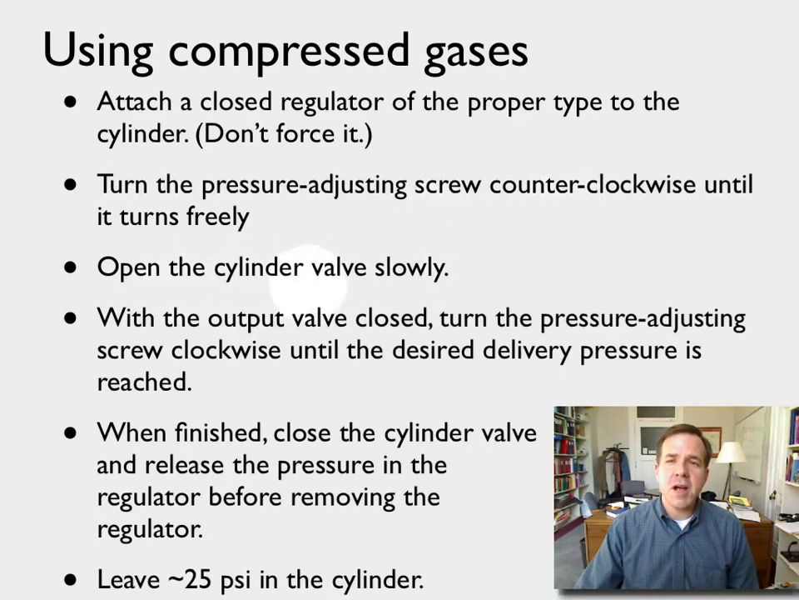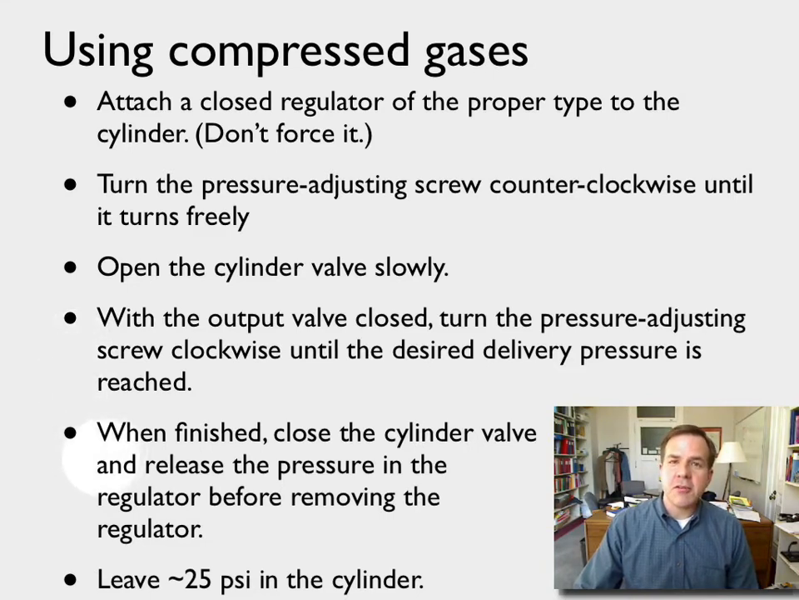The cylinder shutoff valve can then be opened slowly. That allows the gas to flow into the regulator. And then with the output valve closed, you can turn the pressure adjusting screw now clockwise to increase the output pressure until the delivery pressure that you want is reached. And then finally you can open the output valve and allow the gas to flow to your experiment.